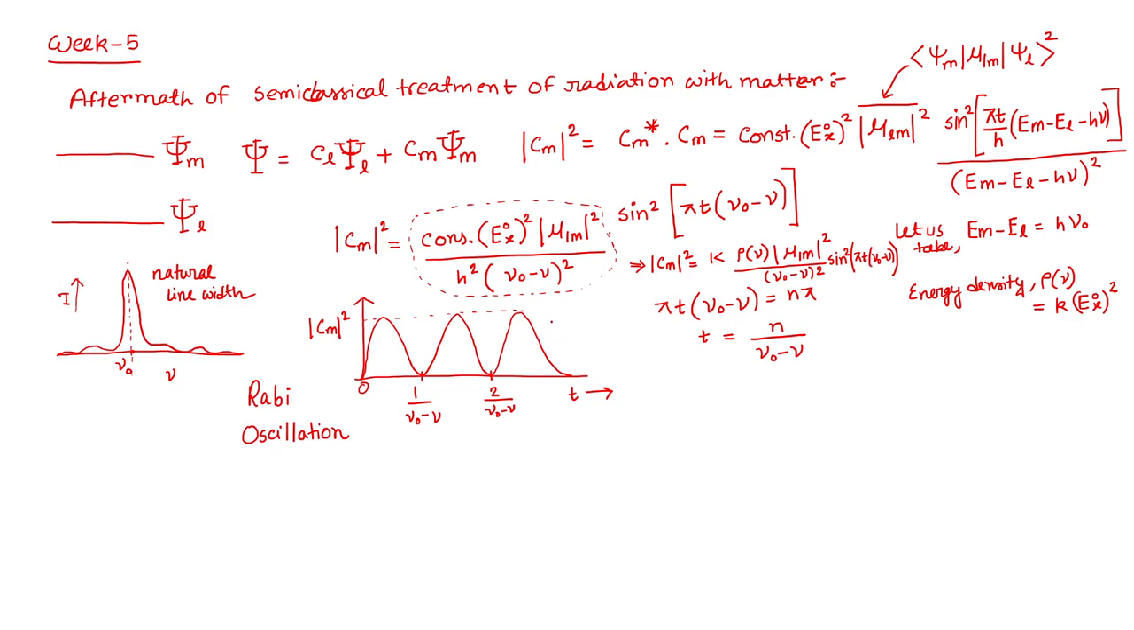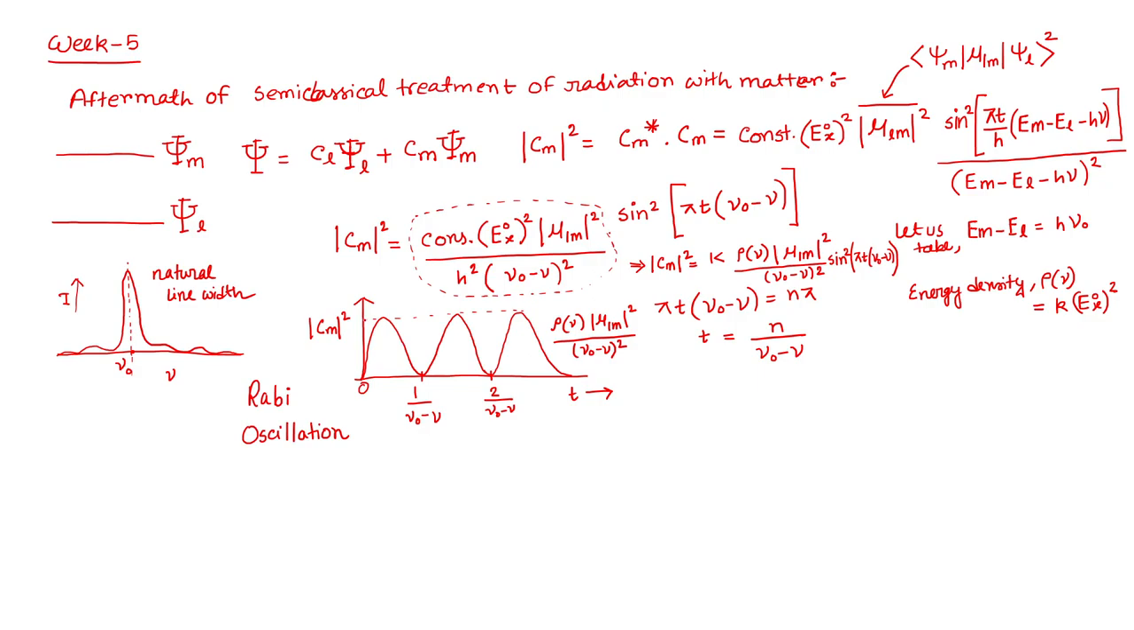So the maximum is going to depend on these three things: rho nu, the energy density, the square of the transition moment integral, and in the denominator, it is nu 0 minus nu square. So the first point is, the peak intensity will be maximum when there is Bohr resonance. Means nu 0 is equal to nu, as well as the transition moment integral is highest or is allowed, and rho nu means the light is intense, energy density is very high. So at that point of time, we are going to get a very high or good cm square, means a good transition, right?